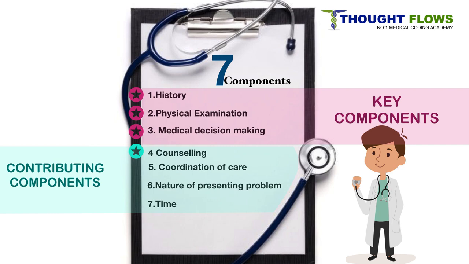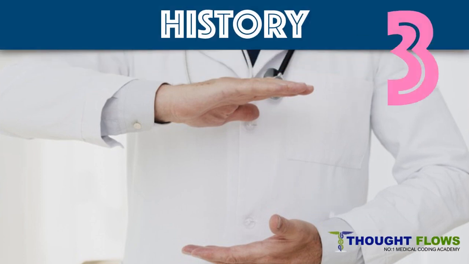The next component is counseling, which means educating the patient and family members regarding how to reduce the risk of the current illness. Next, coordination of care is the discussion with other physicians regarding the patient's problem to give the proper treatment. The 6th component is nature of presenting problem, which is documenting the severity of the problem present at the time of encounter. And the last component is time. It's the total time spent with the patient. Sometimes we can consider time also as one of the key components under certain circumstances. We will discuss history in detail in this session.